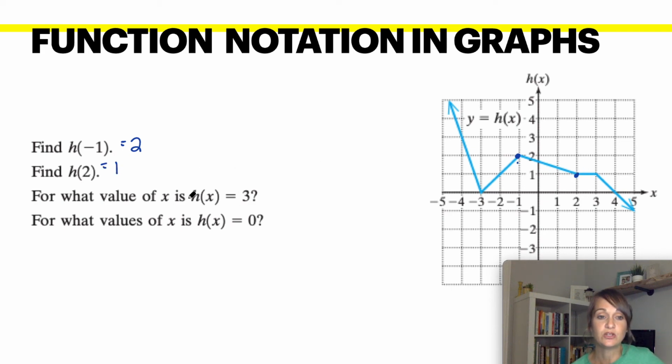Now in this case, we're looking for when the graph equals 3. So here is 3, and we follow the graph. At which x value does the graph give us 3? The x value is -4. And then here we're looking for when the value equals 0. Well, it equals 0 here, and it equals 0 here. So what are the x coordinates at those points? We actually have two x coordinates, -3 and 4.